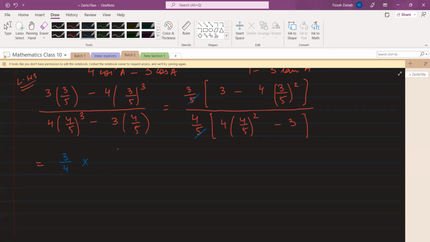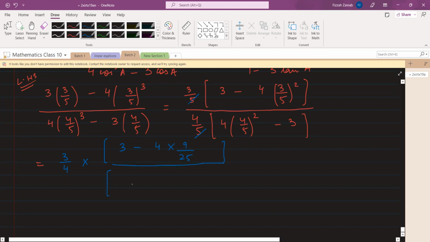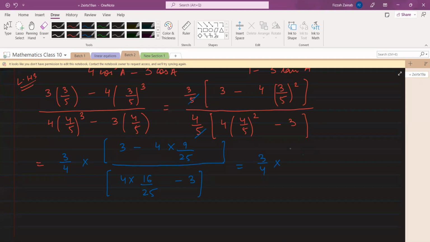Into, now here, okay, you can first expand it. So 4 into 3 into 3 is 9 and divided by 25. Then divided by, then you have 4 into 4 is 16 by 25 and then minus of 3, right? Now, so 3 by 4 you have outside and then 25 will be the LCM of the numerator. 3 into 25 is 75, right? Minus 4 into 9 is how much? 36, right? Yes. Am I okay?